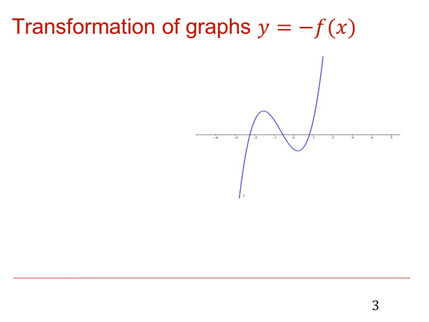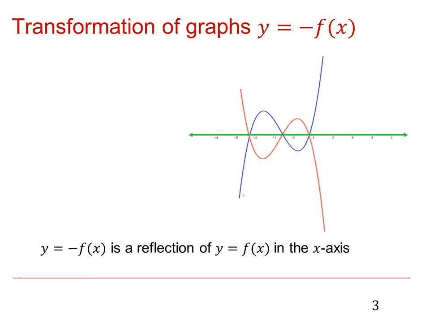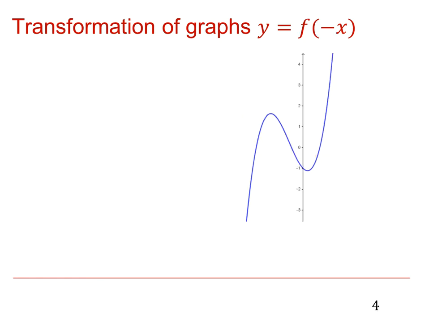If we look at the graph which is formed by looking at y equals minus f of x, then this is a reflection in the x-axis. On the other hand, if we look at f of minus x, this time this is a reflection in the y-axis.